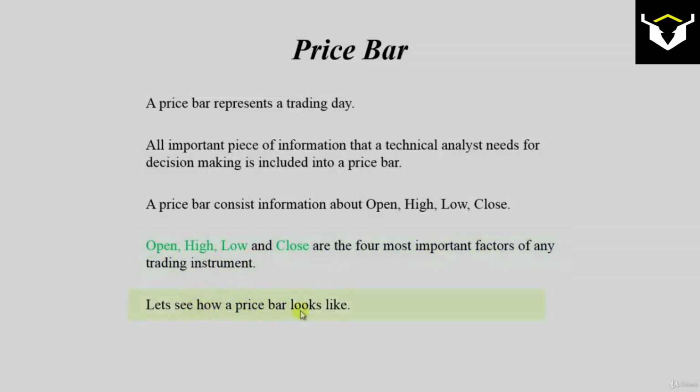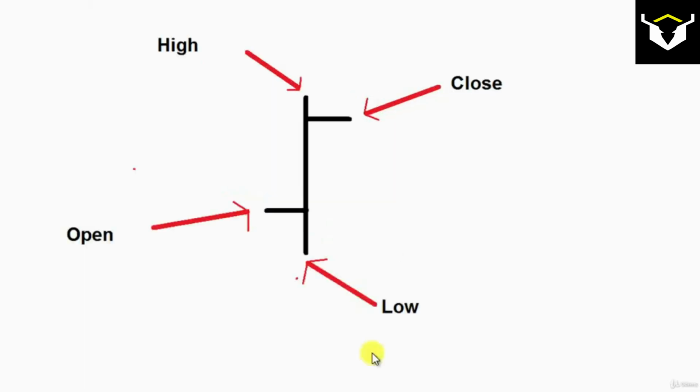Let's see what a price bar looks like. This is how a price bar looks. The black figure surrounded by red arrows is your price bar. A price bar consists of a high, the top of the bar, a low, the bottom of the bar, an open, a horizontal line to the left-hand side, and a close, a small horizontal line to the right-hand side. So this is how a price bar looks. Let's go ahead.